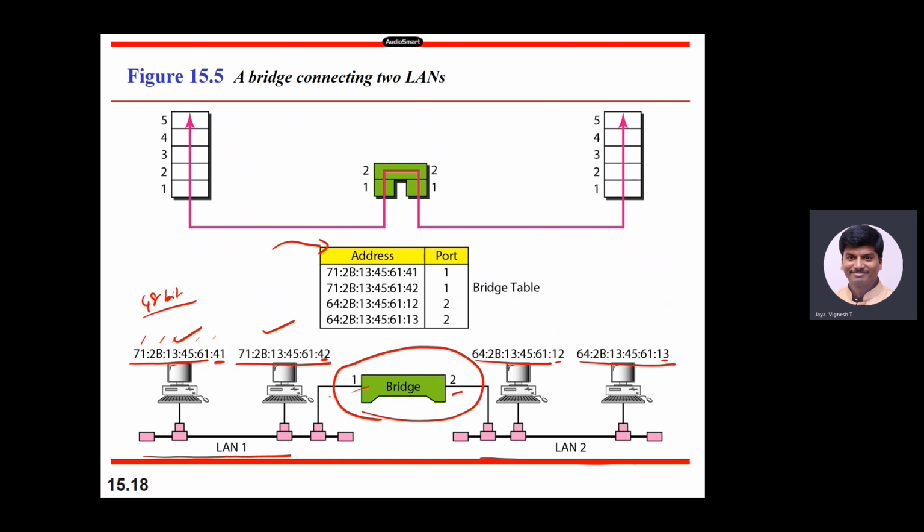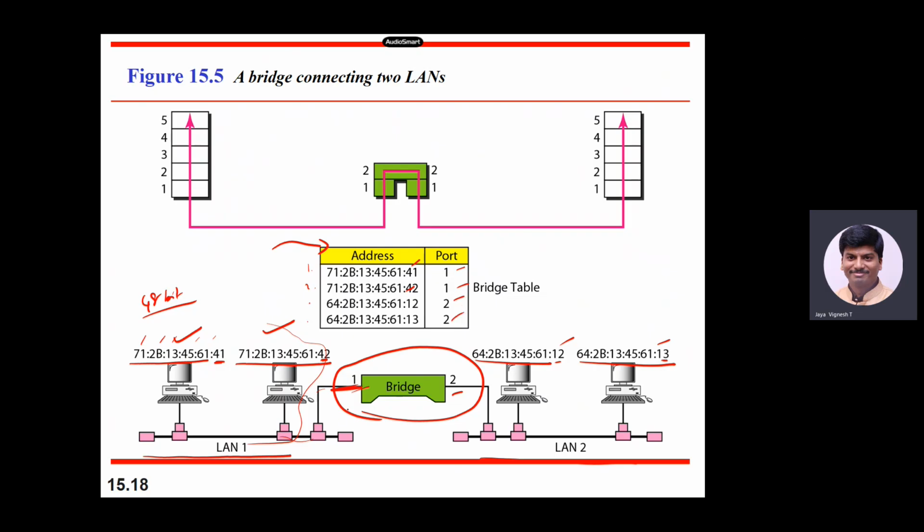So if you look at port 1 of the bridge, what are all the MAC addresses that are mapped to port 1? These two devices are connected via port 1. So 41 and 42, you have two entries in the table, which are mapped to port 1 of the bridge. Now, typically, you look at this: 12 and 13 MAC addresses are mapped to port 2. So you have the next two entries where it is being mapped to port 2.